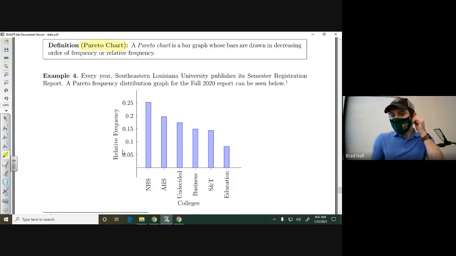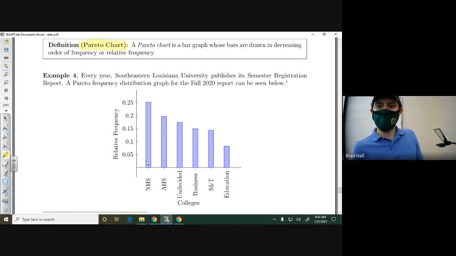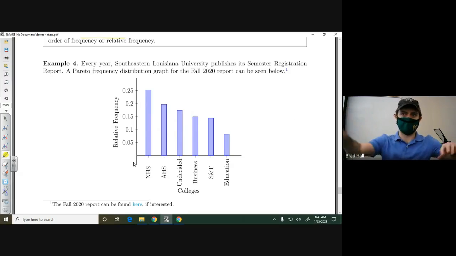And so it took me a while to come up with this example. I think this is a pretty good example. Every year, Southeastern publishes a semester registration report. Generally this is helpful because Southeastern gets a lot of money, as you would imagine. So they want to figure out, all right, how much money do we give to this college and this college and that college? Because, as you know, Southeastern University is broken up into smaller colleges.